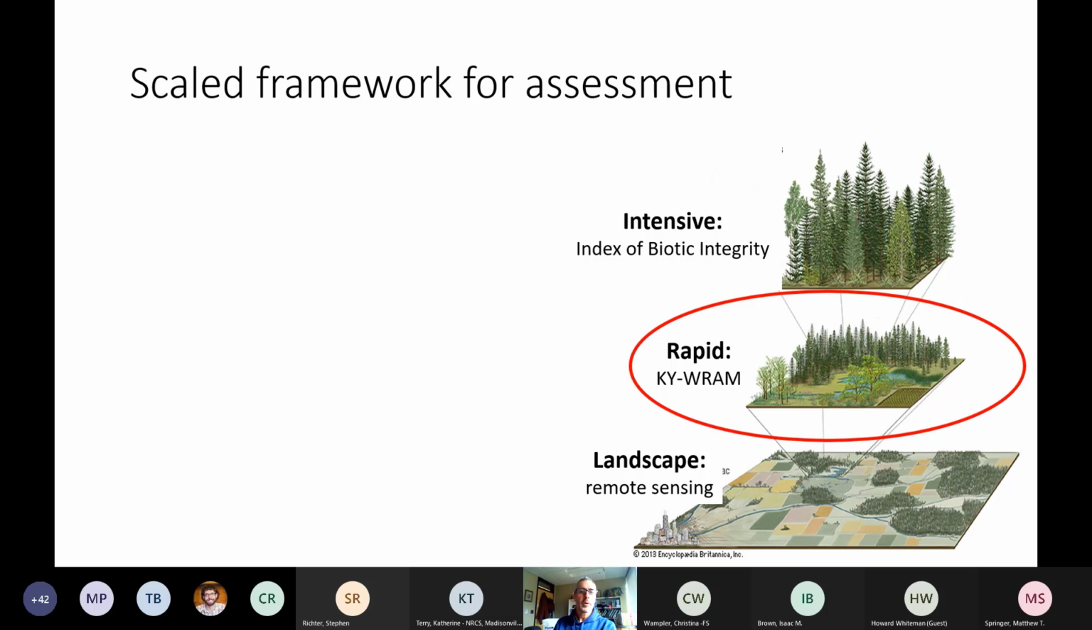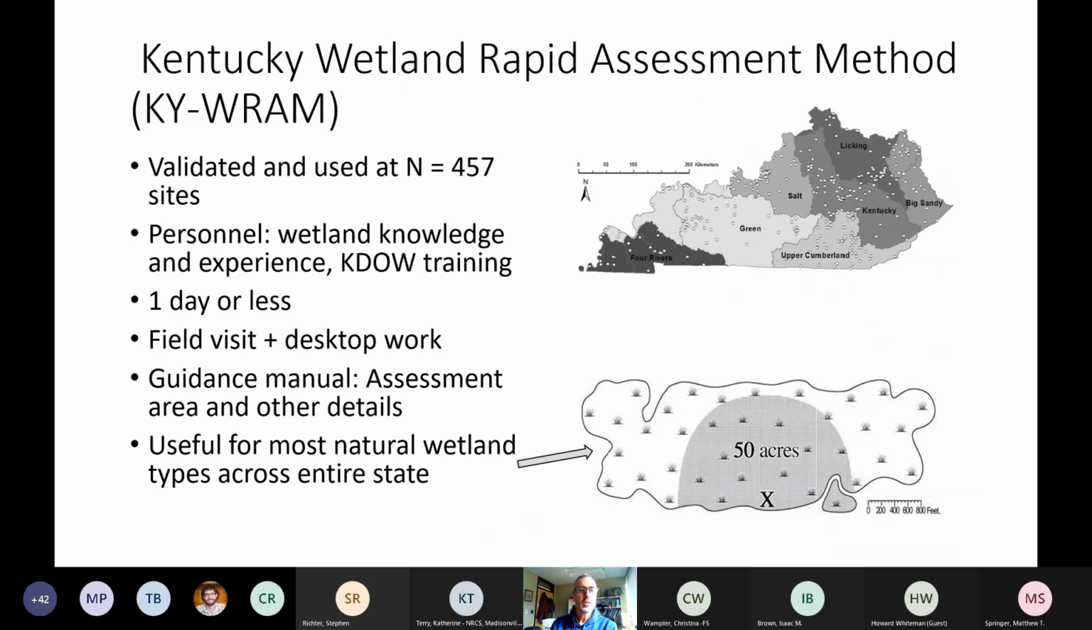All right, so we'll next talk about the rapid assessment method, the Kentucky RAM. So this is kind of the middle level scale. The rapid assessment method has been validated and used at 457 sites across Kentucky over the last decade.